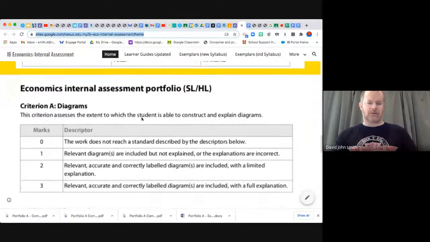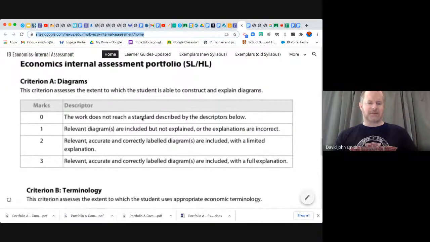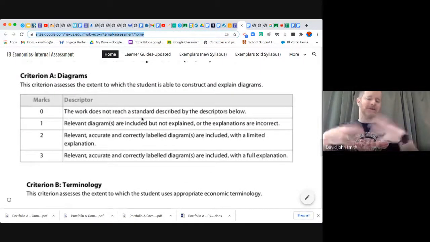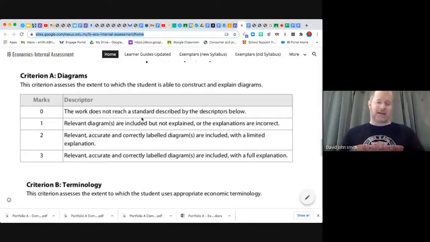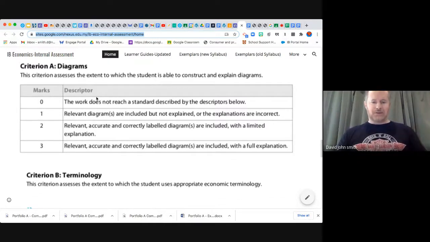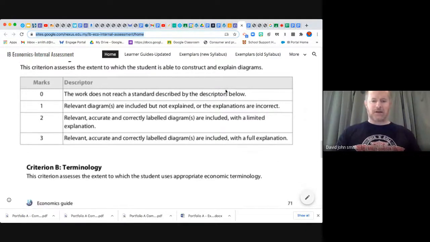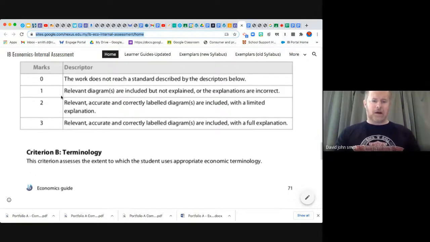Right, so going through them on a case-by-case basis. Criterion A, the diagrams. By the way, this is exactly what we would do if we were in class, and yes, it would be a bit easier for me because I would be able to see you all and figure out that you were understanding, and if you had questions as we go through. Now, this is what the examiner uses, so we do need to make sure that we understand this. The criterion assesses the extent to which you're able to construct and explain your diagrams. Now, zeros are never something that you should really consider, because that just means you haven't done it. So the reality is you're looking at a 1, 2, and a 3.